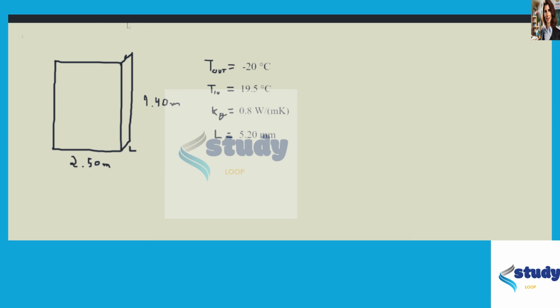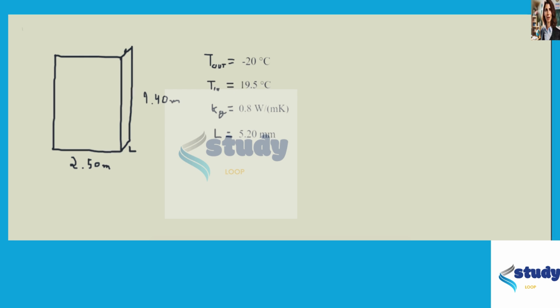So in this problem, we have a window made of glass, and they want to know at what height the heat is being lost through the window. So we have all the information here. The outside temperature is minus 20 degrees and the inside temperature is 90.5 degrees. We have the thermal conductivity of the glass here and the thickness of it.